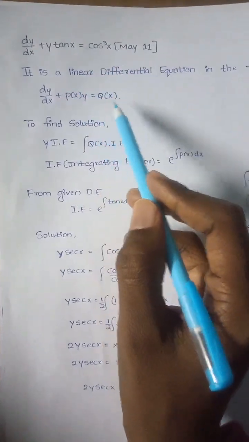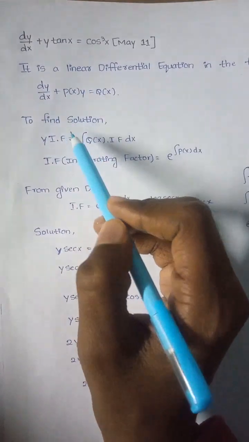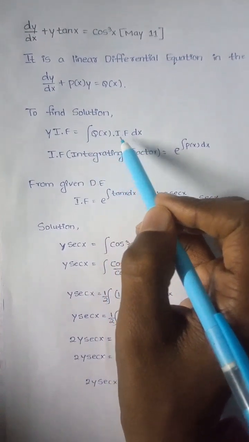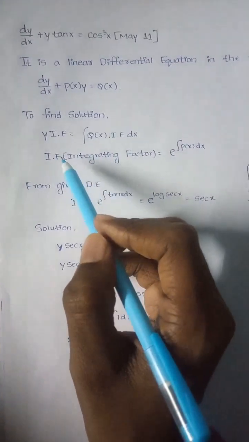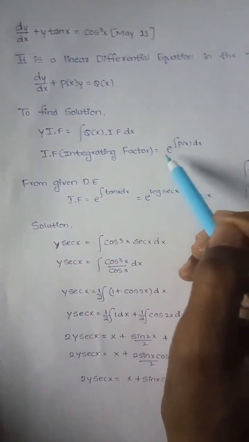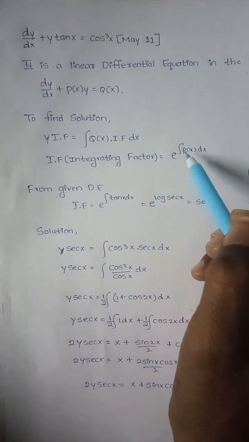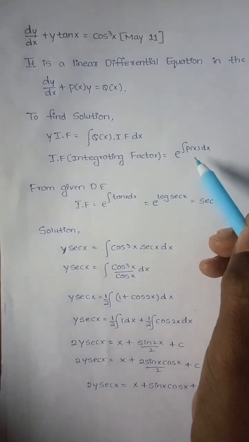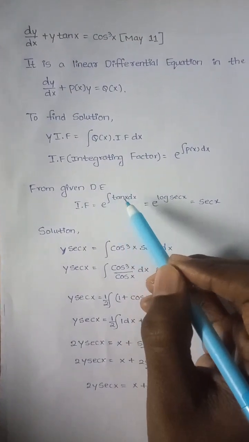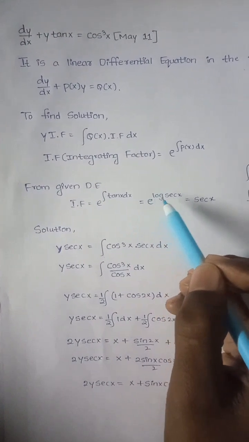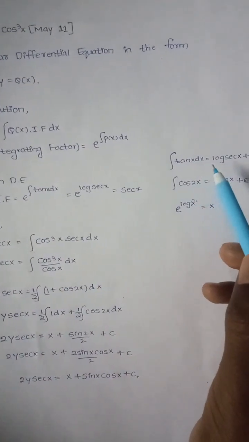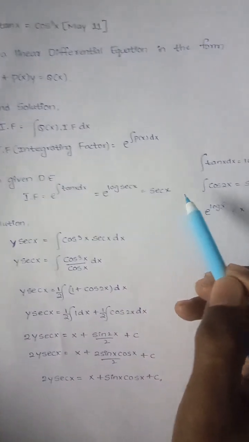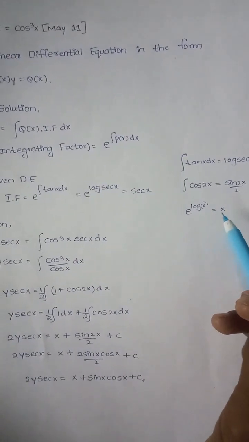Right? Whenever we get a linear differential equation, to find the solution we have y into integrating factor is equal to integration of q of x into integrating factor into dx. To find the integrating factor we have a formula, that is e power integration of p of x dx. Since p of x is equal to tan x, substituting in this formula we get e power integration of tan x dx is equal to e power log sec x, since integration of tan x dx is log sec x, and e power log sec x is equal to sec x, as we know that e power log x can be written as x.